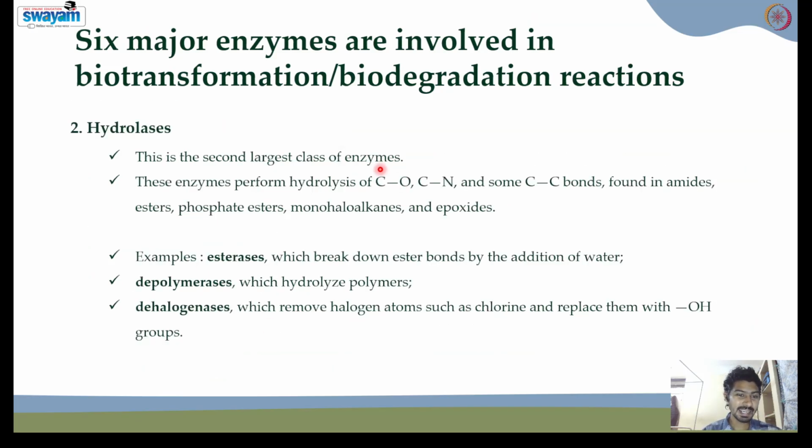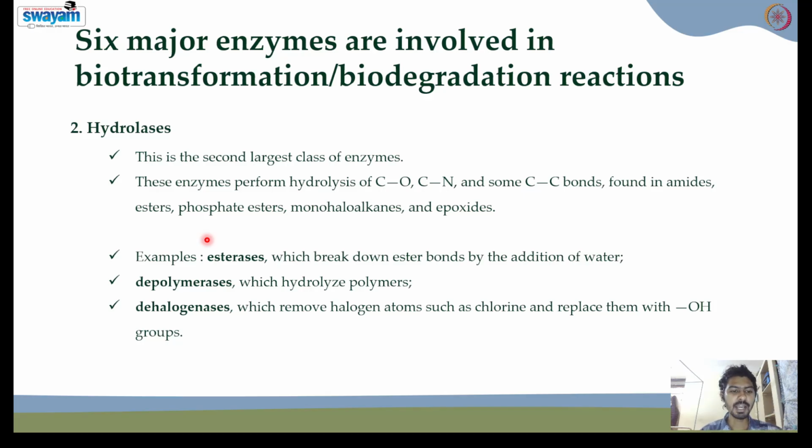So if you see the second class of enzyme, which is hydrolase, it acts as a molecular scissor. What happens? It uses water to perform hydrolysis to cut the chemical bonds of CO, CN and CC bonds. And where do they work? They especially break the bonds that are found in the amide, ester, phosphate ester, monohaloalkanes and epoxides. So these hydrolases attack the CO, CN, CC bonds that are found in these structures.